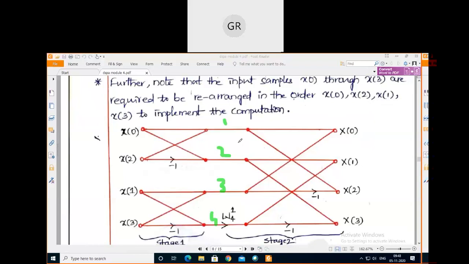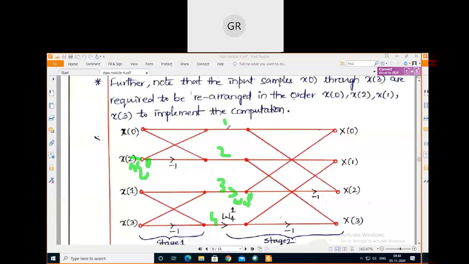See here, consider this butterfly: it has 2 inputs, right? Separate 2 inputs. That's why it's multiplied by W8 to the 0. Here we construct the butterflies considering 4 inputs. That's why the first butterfly is multiplied by W4 to the 0. Second butterfly, this one, is multiplied by W4 to the 1. Just remember this.